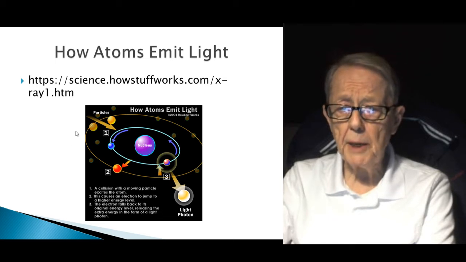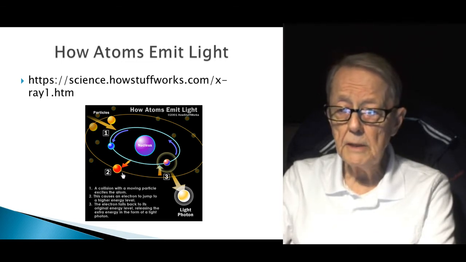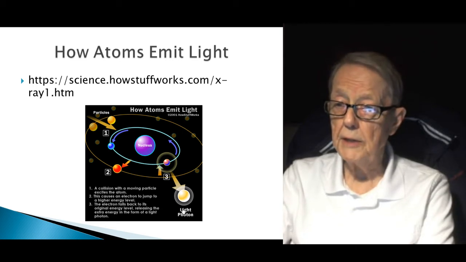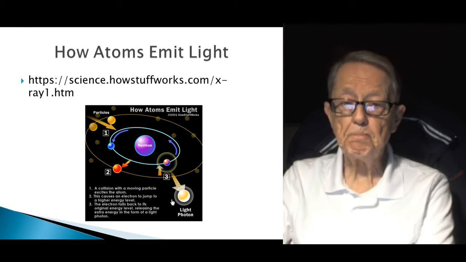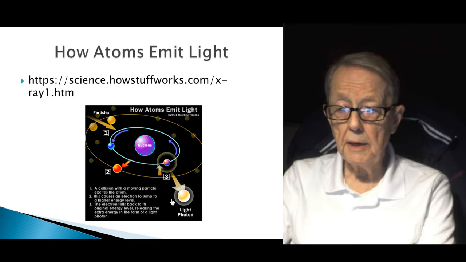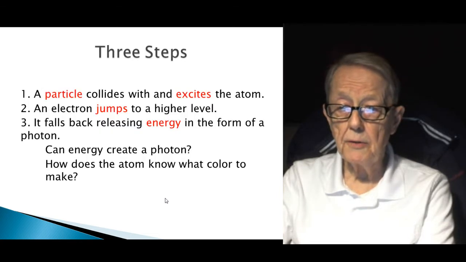And there are 3 steps. You can see there's a particle coming in at the upper left, and what they say, it excites the atom, and an electron jumps up to a higher level. Then it falls back and releases energy, and when it does that, it creates a photon. That's their explanation. By the way, you don't see anything about color there.